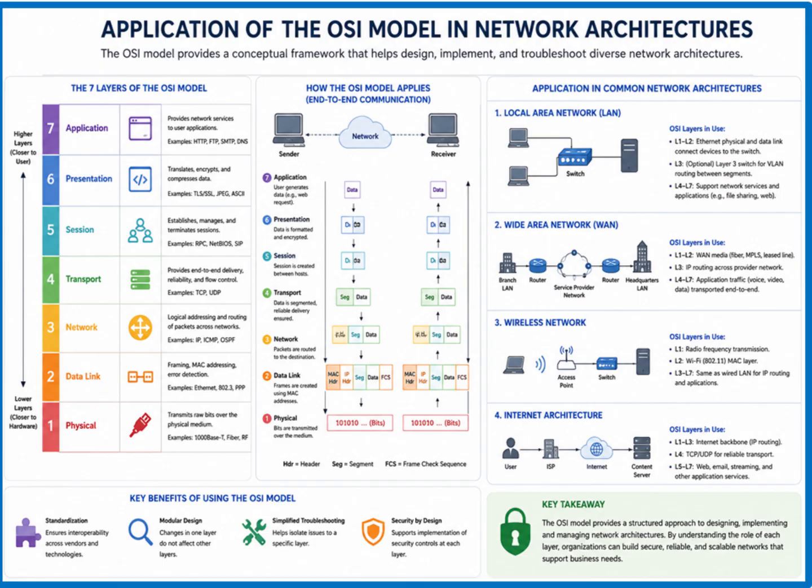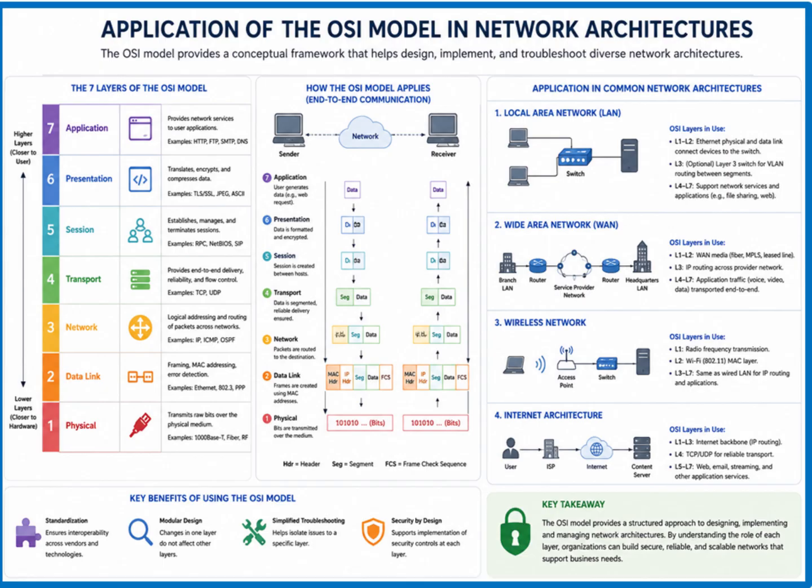Wireless networks rely heavily on the physical and data link layers for radio frequency communication and wireless protocols, while higher layers support routing and applications. In Internet architectures, the OSI model helps support global communication between users, Internet service providers, cloud platforms, and content servers.